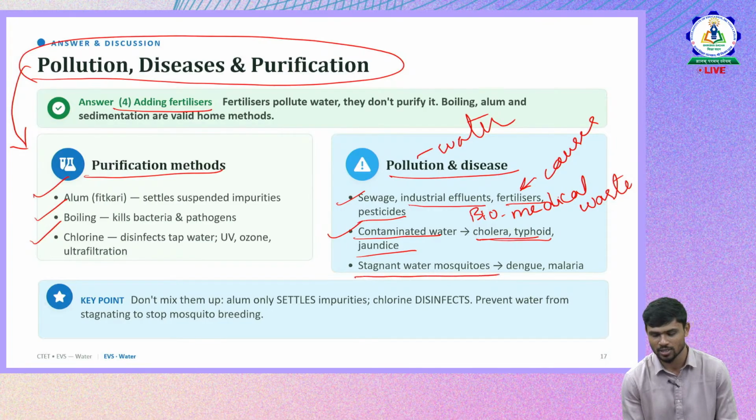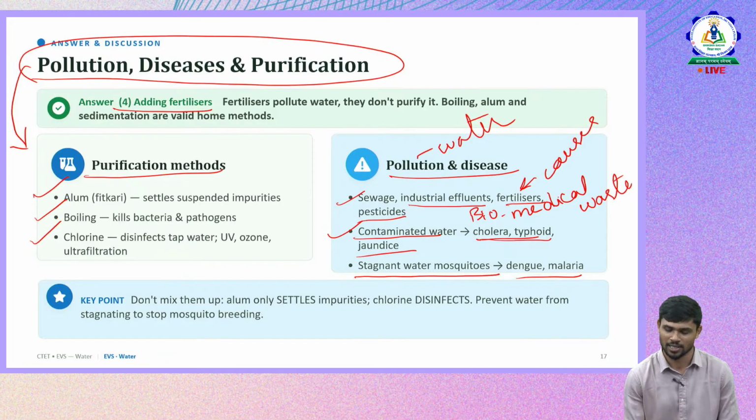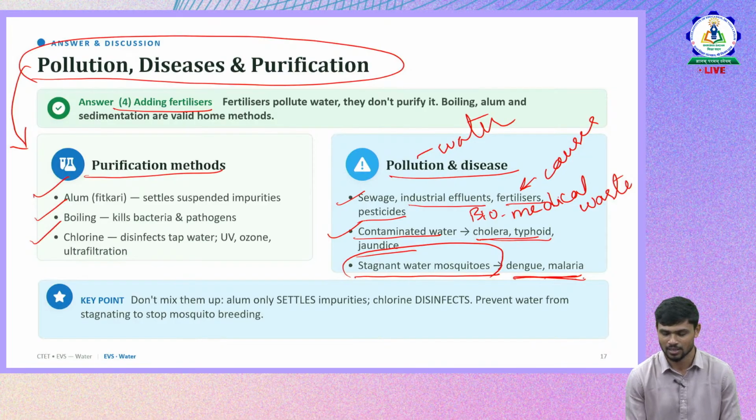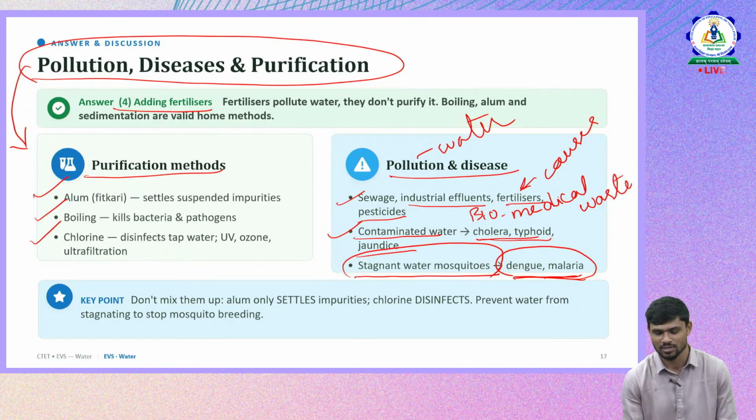So stagnant water really causes dengue and malaria. They are caused from mosquitoes, but the causative organism is again different. What carries it is the mosquito. In stagnant water mosquitoes breed, they lay eggs. So if there is stagnant water nearby, definitely there is a lot of possibility of mosquito breeding, which results in diseases like dengue and malaria.